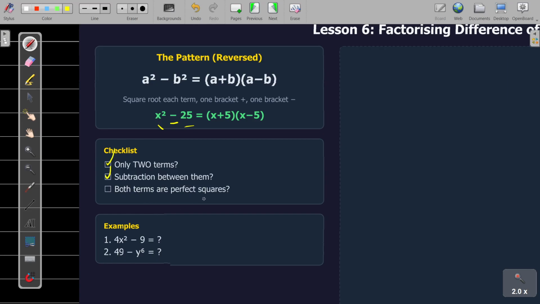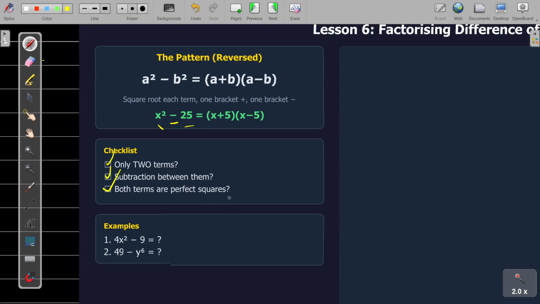And are both terms perfect squares? As you can see in our last two videos, 5 squared ends up being 25. So this 25 is a perfect square. x squared is a perfect square as well. So we have our checklist done, and it passes the test. This is a DOTS, which is a difference of two squares.